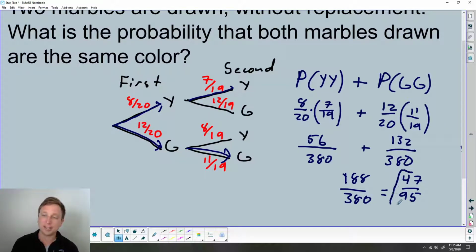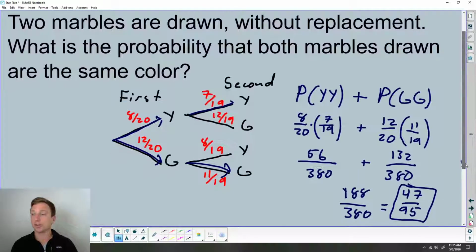So there we have it, an example of a tree diagram without replacement. Keep in mind that the denominators change because the sample space decreases every single time. So look for the final practice. Hope this video helped. Let me know what questions you have.